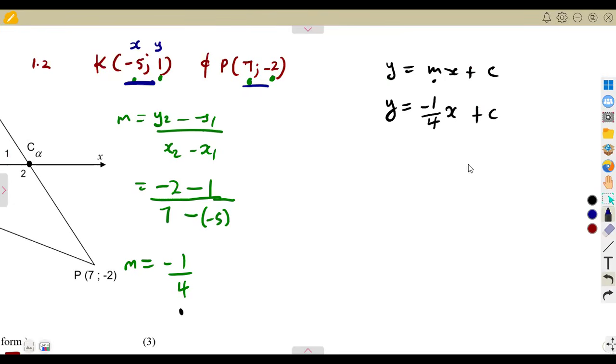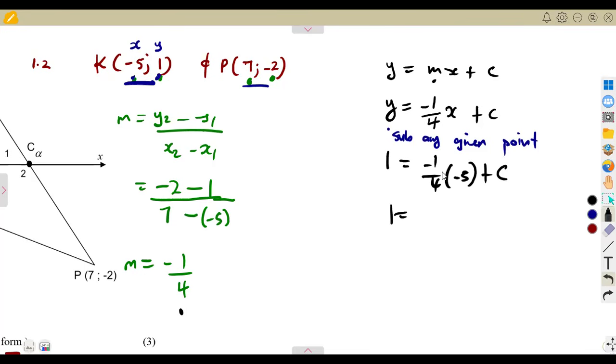Given x and y, it means in place of y here, we are going to substitute a 1. So you substitute any given point in that nature. In place of x and y, you substitute that. So y there is 1 from point k, and the x value is minus 5. So this is going to be equal to minus 1 over 4 times x, which is minus 5, plus c. So that is what you're going to have. If you simplify, multiply this, you're going to get 5 over 4 plus c.